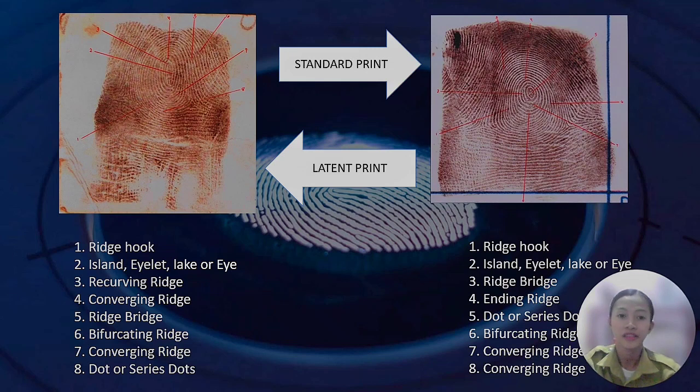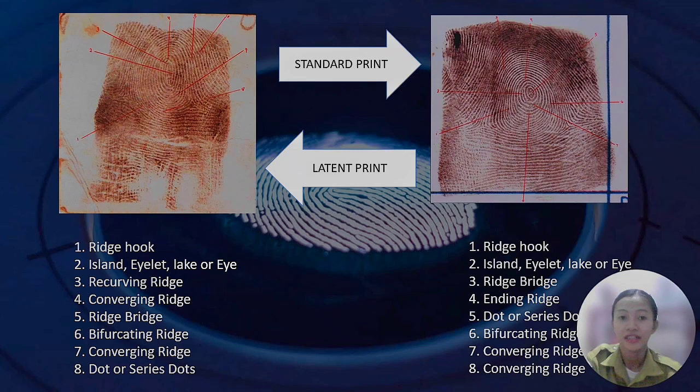Now let's see what you observe in this image. The latent print has a ridge hook, island, islet, lake or eye, recurving ridges, converging ridges, ridge bridge, bifurcating ridge, converging ridge, dot or series of dots.